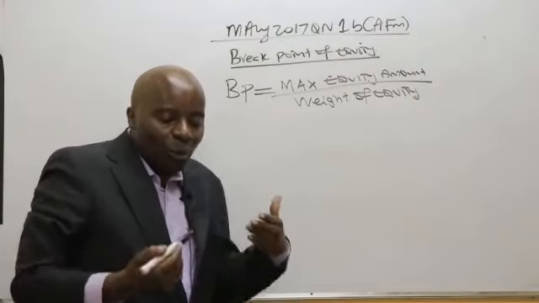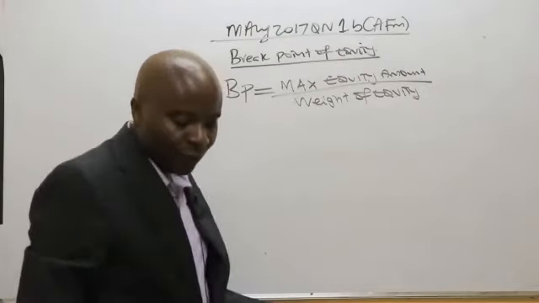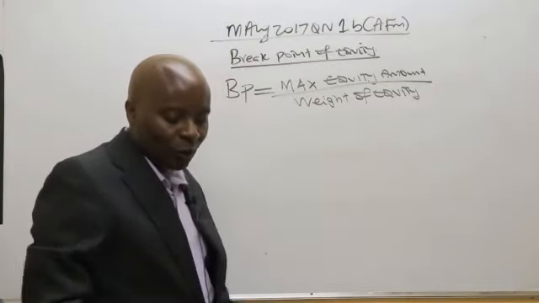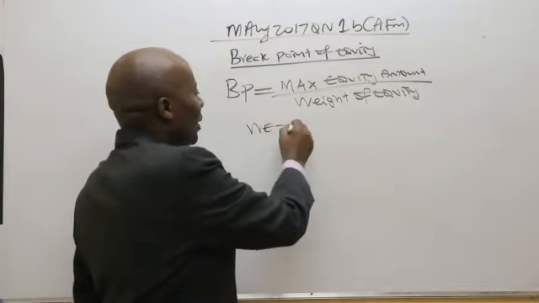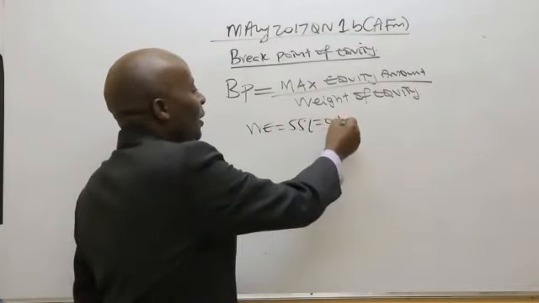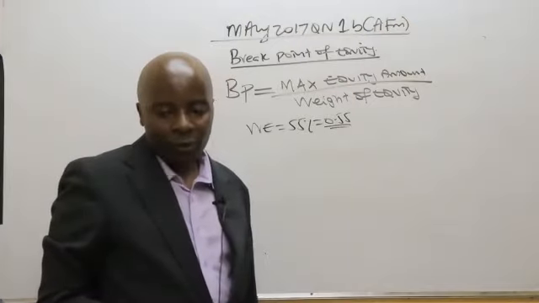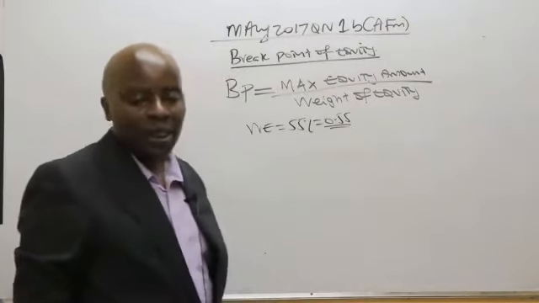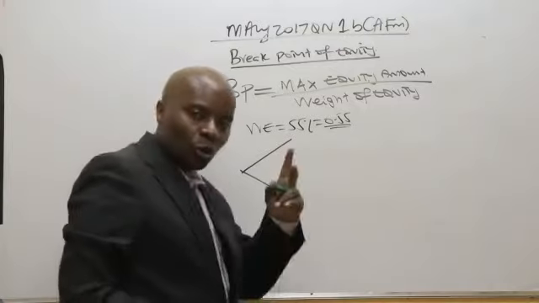I've got no problem with the weight of equity whatsoever. The weight of equity has been defined for us. They have given us the weight of equity as 55%, which is the same as 0.55. How about equity amounts? Remember, equity is divided into two. Equity has got two components.